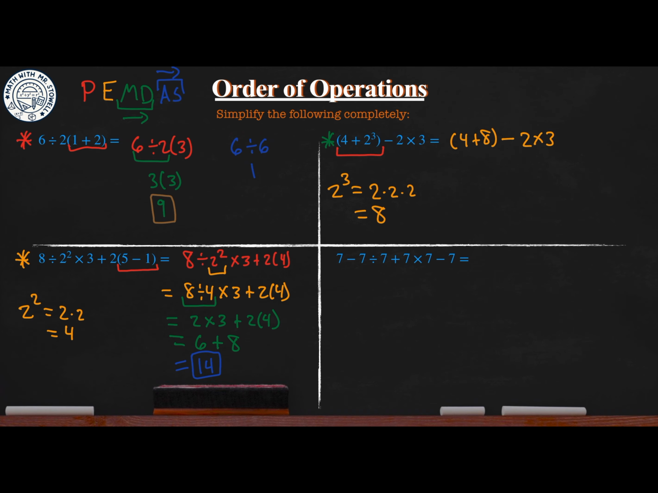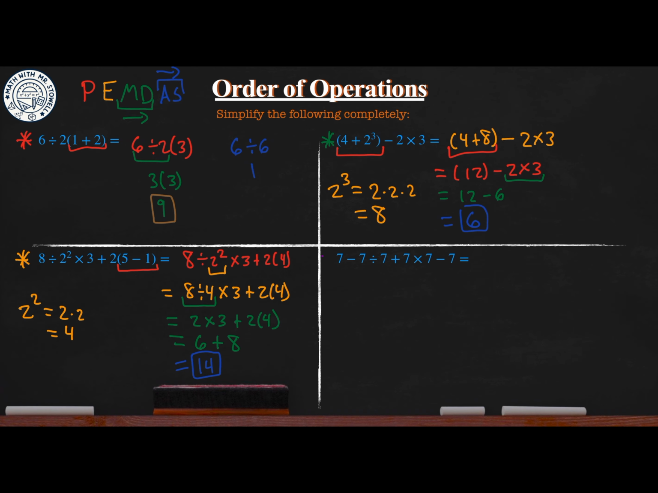No more exponents inside there. So now let's finish up this parenthesis. We have 4 plus 8, which is going to give us 12, minus 2 times 3. Inside the parentheses, there's nothing else going on, so we move on. No more exponents. So now let's look at the multiplications and divisions. We have a multiplication of 2 times 3, which gives us 12 minus 6. And last but not least, our subtraction. We have 12 minus 6, which gives us 6.